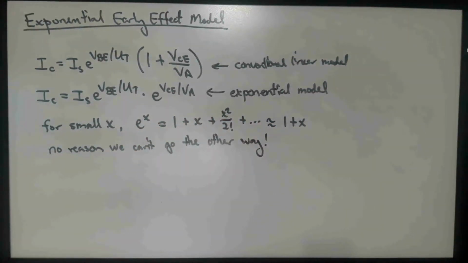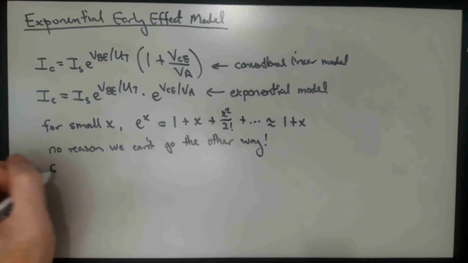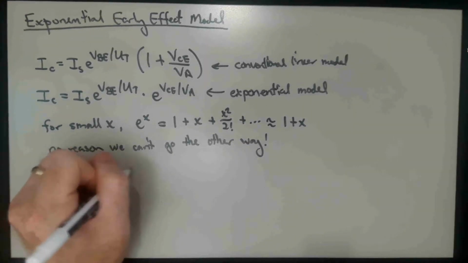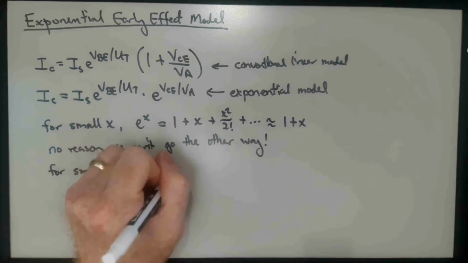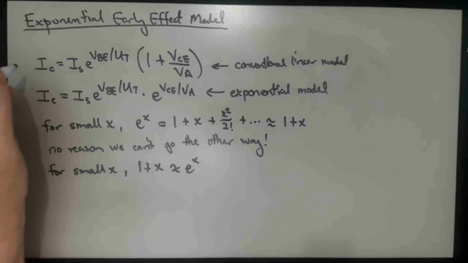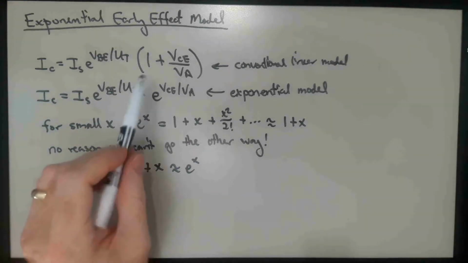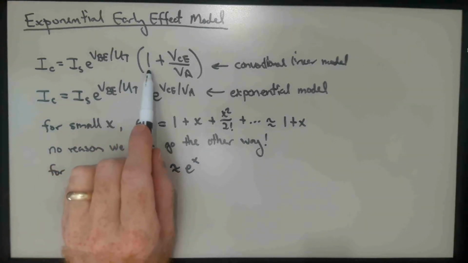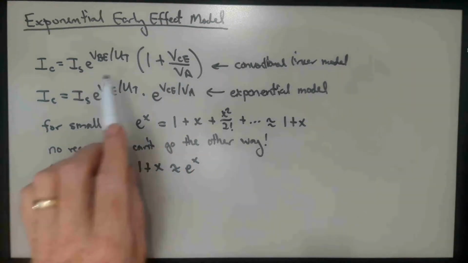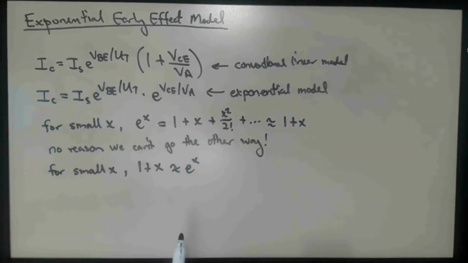Right, so we can also say for small x, 1 plus x is approximately equal to e to the x. Why not? That may not occur to you as the first thing you might want to try, but we have this conventional linear model, and what we have here is a factor of the form 1 plus x multiplying our exponential form out front.